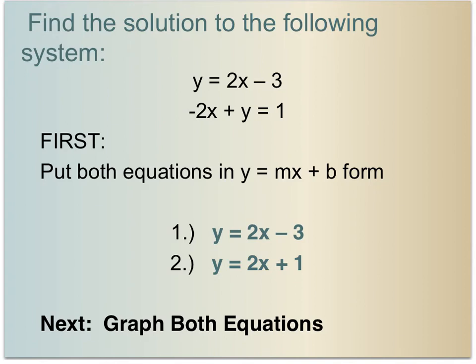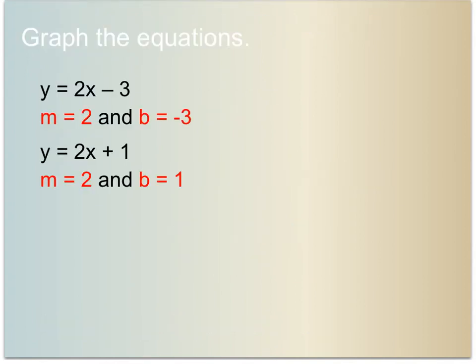So now that I've got them in y equals mx plus b form, get your graph paper out and your ruler. In your first equation, your slope is 2. Remember, it's sitting right here. m is 2. So your rise over run in this equation is 2 over 1. Your y-intercept is negative 3. That's your starting point. In your second equation, your slope is 2 over 1. Uh-oh, I think I see what's going to happen here. And your starting point is 1.